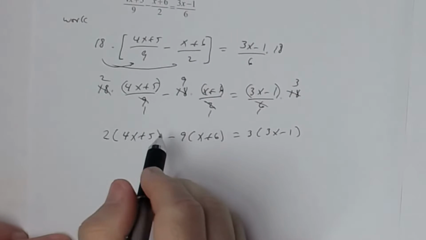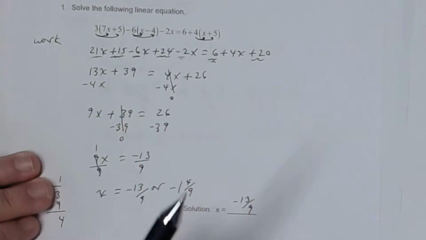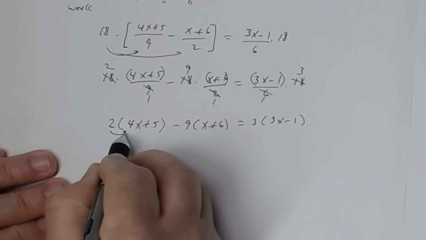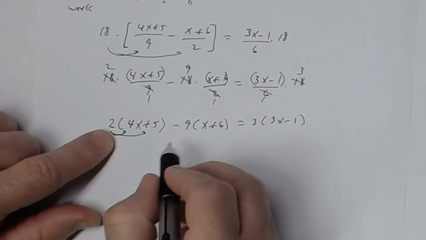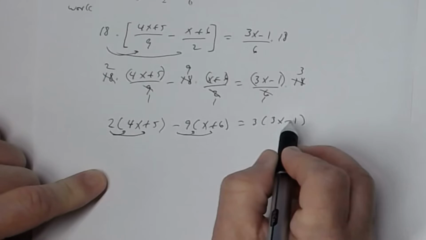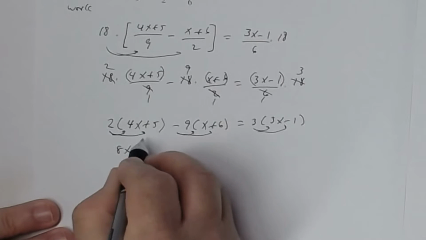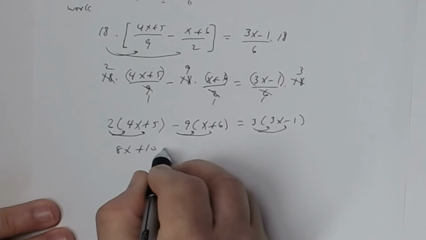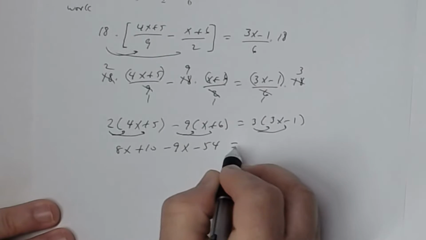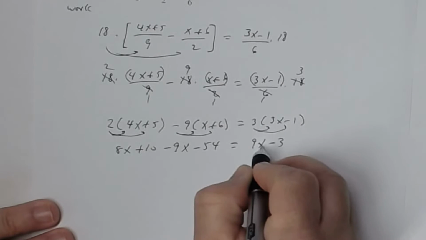Now at this point, just like you did in the first problem, you're going to use the distributive property again. So you're going to multiply every term inside that first parentheses by 2. We're going to multiply every term inside this parentheses by negative 9. And we're going to multiply every term inside this parentheses by 3. So 2 times 4x is 8x. 2 times 5 is 10. A negative 9 times x is a negative 9x. A negative 9 times 6 is a negative 54. Equal. 3 times 3x is 9x. 3 times a negative 1 is a negative 3.